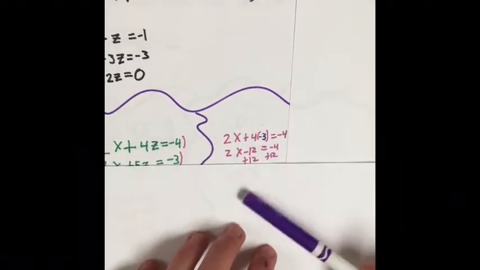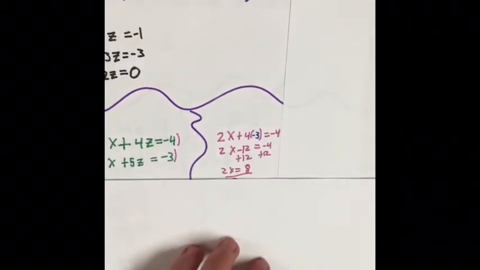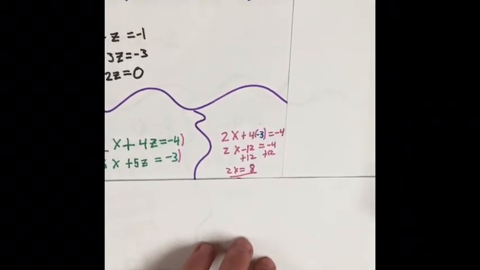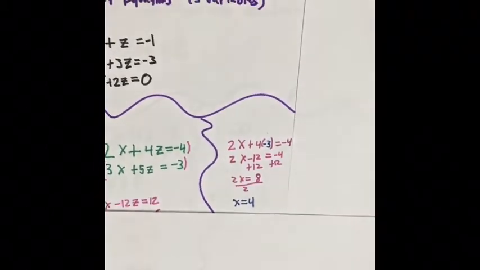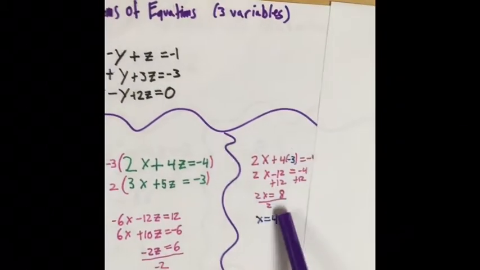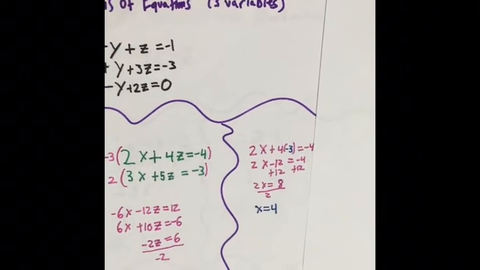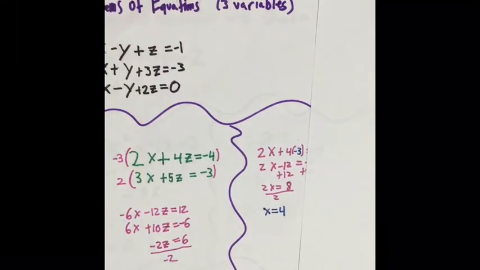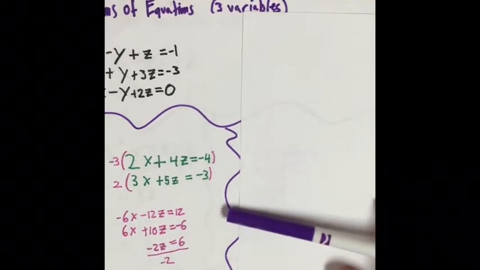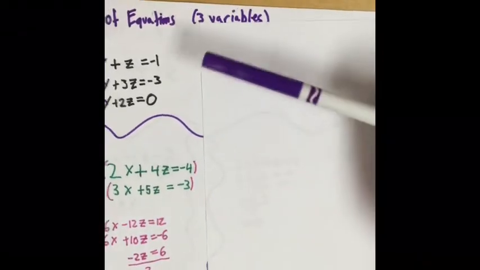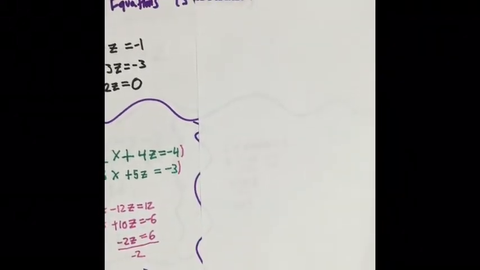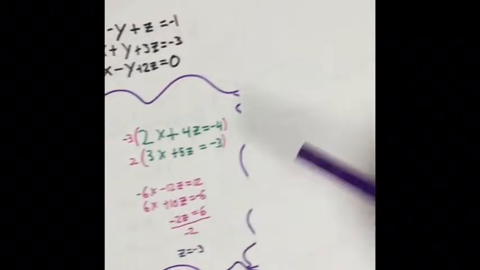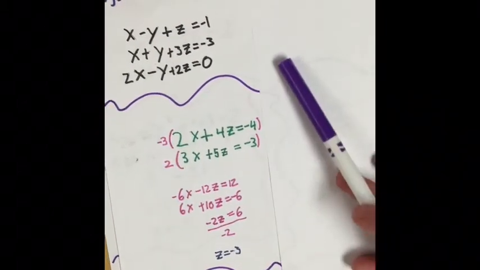is -12, add 12 to both sides. 2x is equal to 8, divide by 2, and x is equal to 4. So then we're going to be putting these two, x and z, back into the original, or one of the original equations, which I use the top one. So plug x back in, x is 4, 4 minus y, minus 3, which is z, is equal to -1.